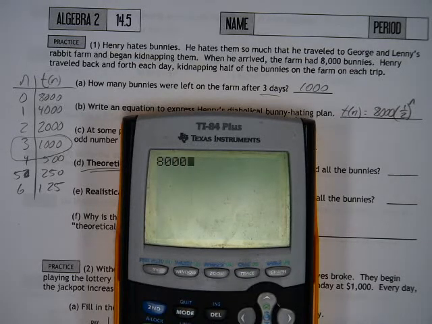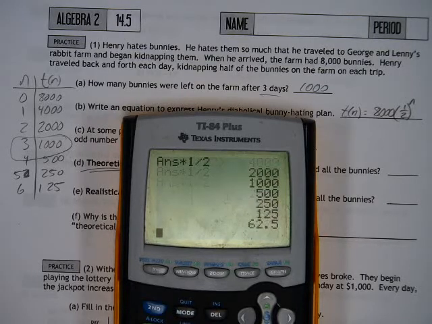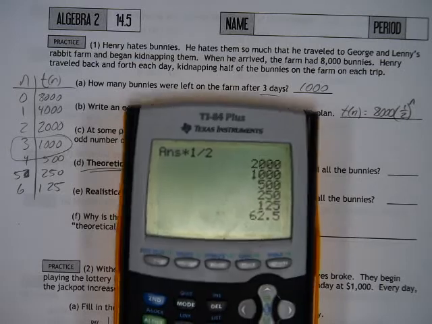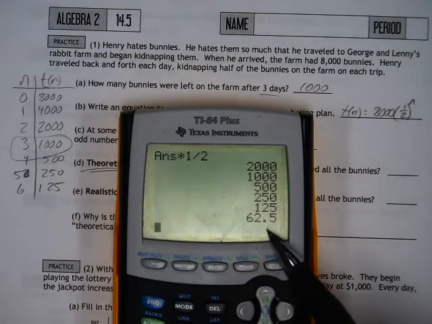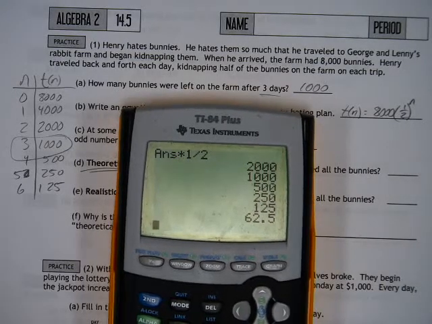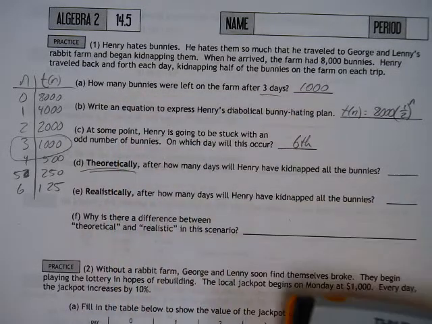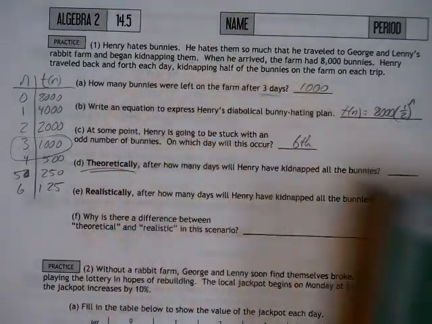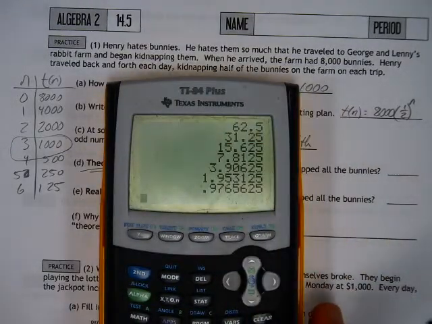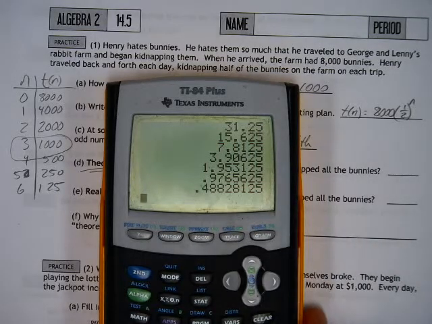And I've got the 8,000. And I'm multiplying by 1/2, and I'm hitting enter. If I multiply that by 1/2, and then again and again and again, that brings us to our 7th day. And I'm just going to rattle through these quickly. 8, 9, 10, 11, 12, 13. Uh-oh. All the bunnies. Well, I should go back. That took me 13 to get to that. And then 14, I'm down below half of a bunny.